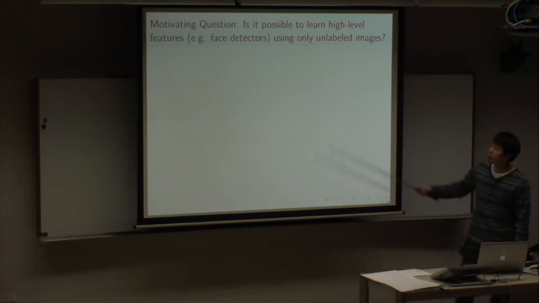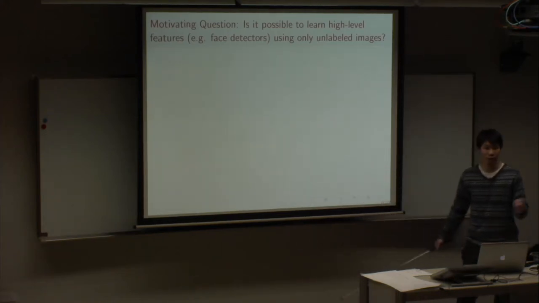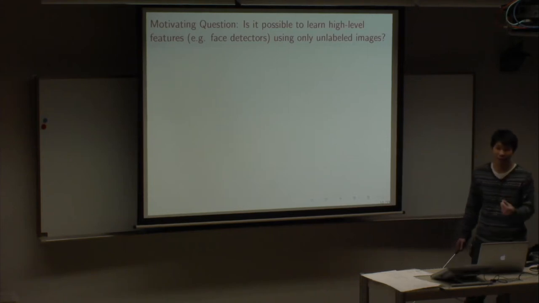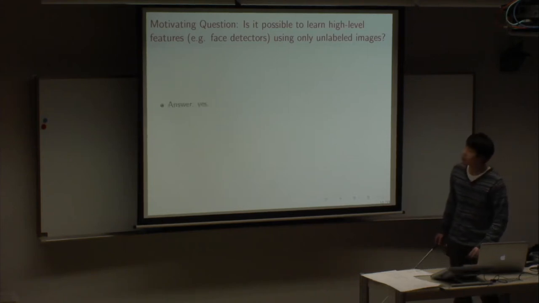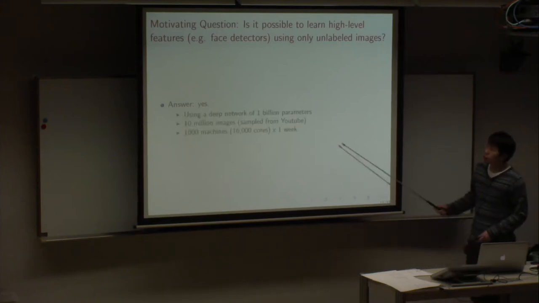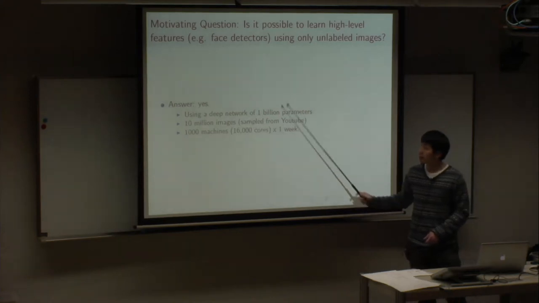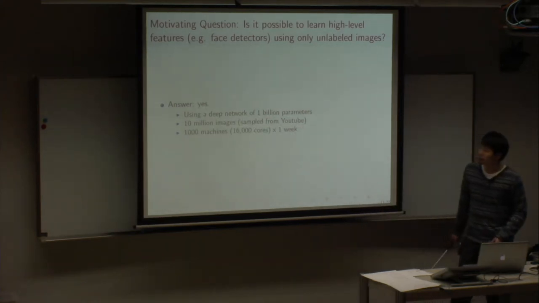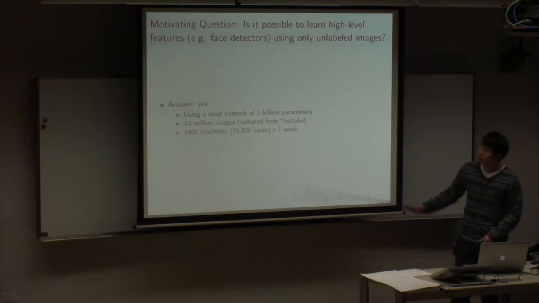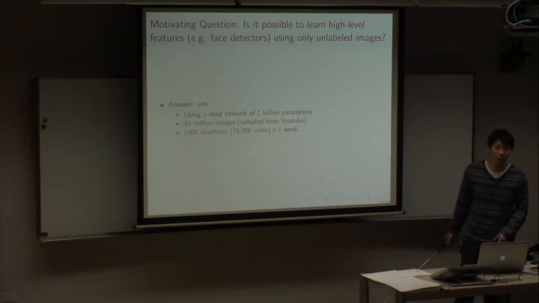Right. So think about a face. That's a very high-level feature. If you give the input and it can automatically have a feature of a face, that's very high-level. Okay. And the answer is yes. If you use an extremely big and deep network of 1 billion parameters and train it on 10 million images from YouTube, and if you have 1,000 machines for a week, right?